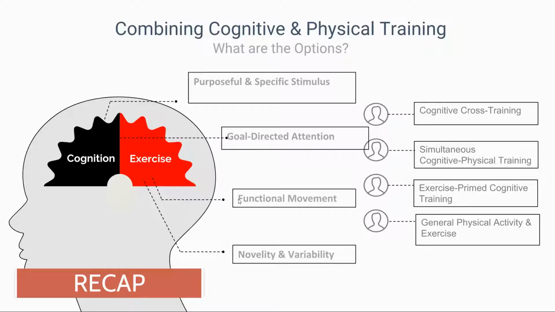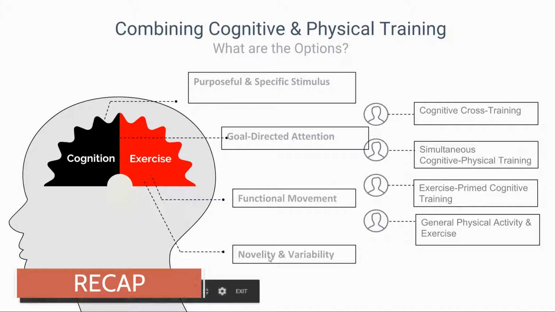And then on the exercise side, we usually want functional movement and novelty and variability. While there are benefits to linear training, we do want a lot of novelty and variability. We're meant to move functionally. We're meant to move in 3 planes of motion. And so that should be considered while we're incorporating these things.